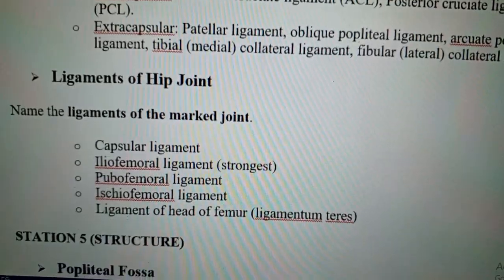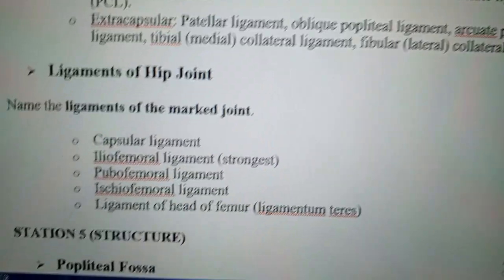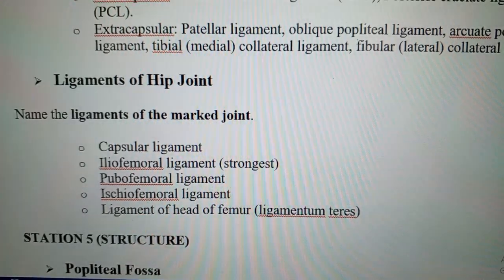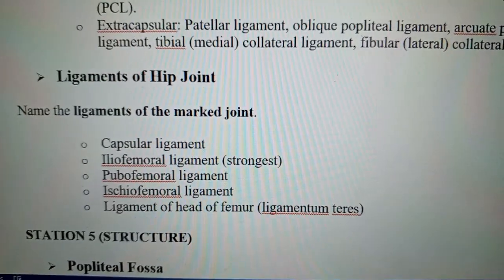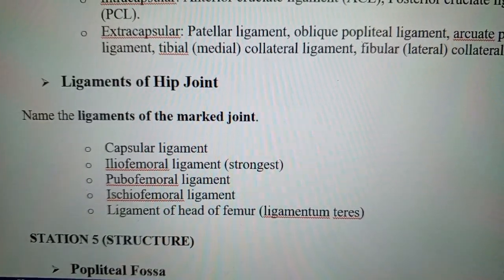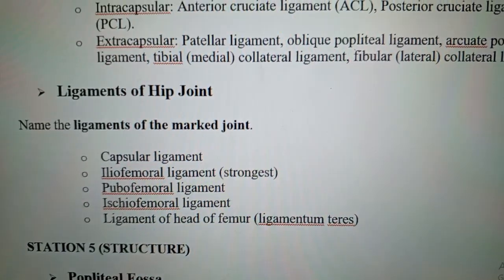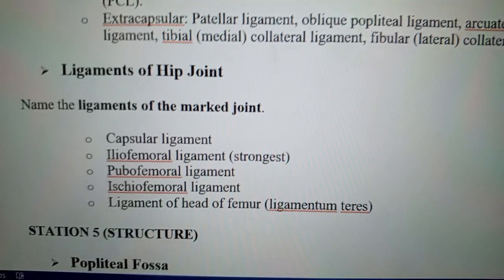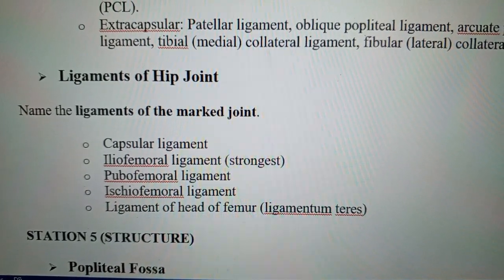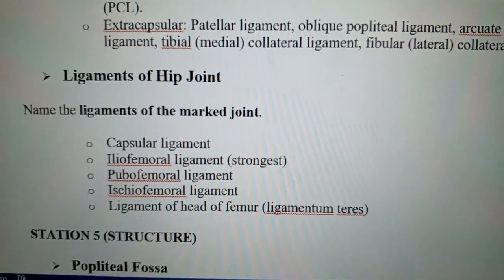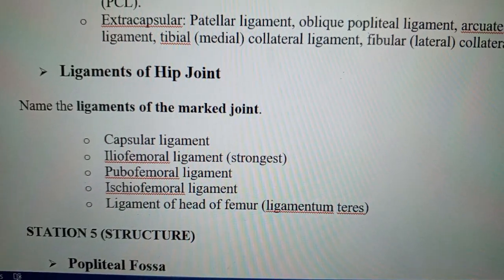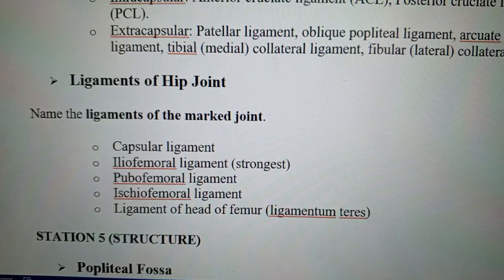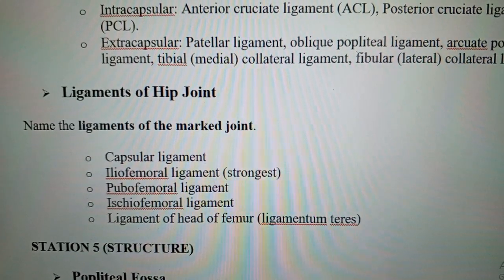Ligaments of the hip joint: a mark can be given to you on the hip joint, and the question can be asked to you, please write down any 4 ligaments of the hip joint or of the knee joint. Name the ligaments of the marked joint, that is the hip joint: capsular ligament, iliofemoral ligament, pubofemoral ligament, ischiofemoral ligament, and ligament of the head of femur, also known as ligamentum teres.